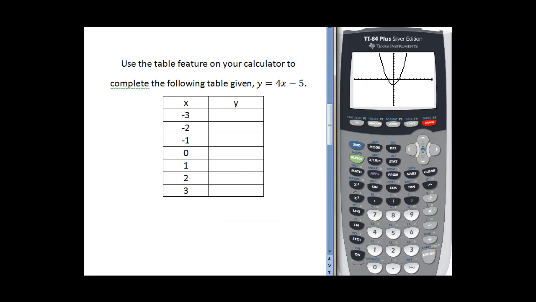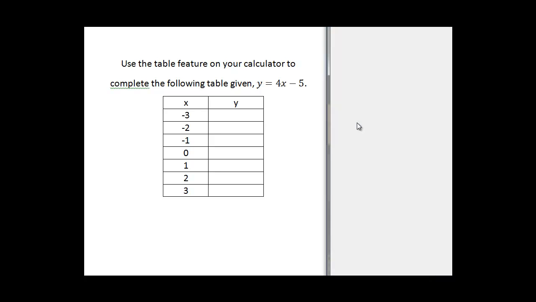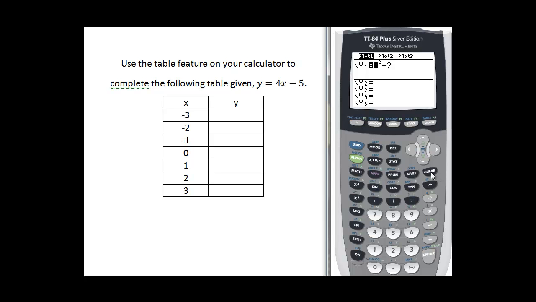Okay, so let's say we were asked to fill out this table given that y is equal to 4x minus 5. What we can do is go into y equals. I'm going to clear out my last equation, and I'm going to put in 4x minus 5. Now I'm going to go right up here to table. So I'm going to go second and hit graph, and it shows me a table. So now I could go ahead and fill in my table.